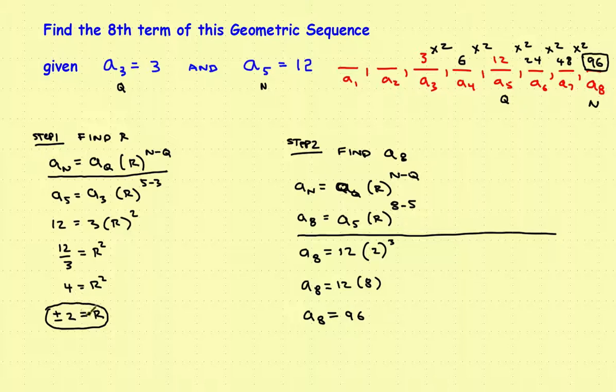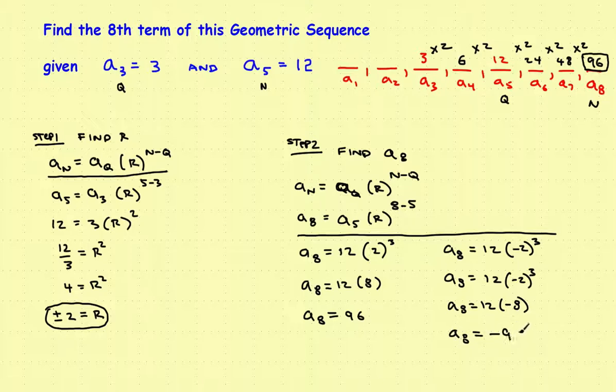Suppose that rather than using the positive 2, you had used the negative 2. So starting at this step, a sub 8 is equal to a sub 5, which is 12. Let's put in the negative 2 cubed. Then in that case, you'd get a sub 8 is equal to 12 times negative 2, cubed. So let's go ahead and run this. This would be 12. Negative 2 cubed would be negative 8. And that's going to give you a sub 8 equal to negative 96.